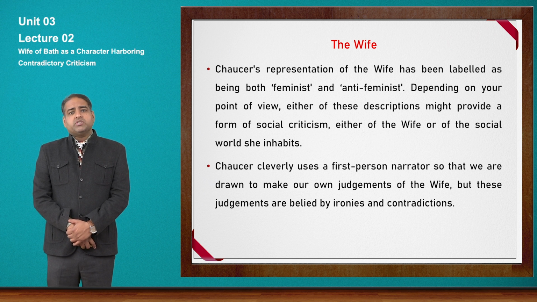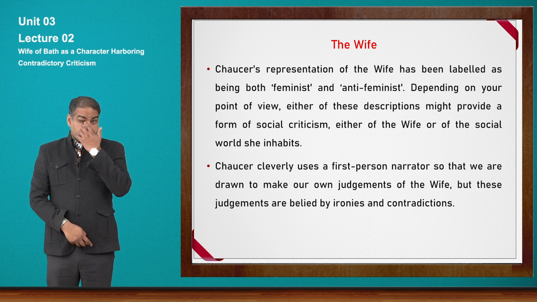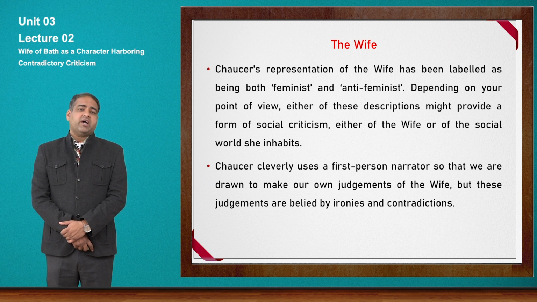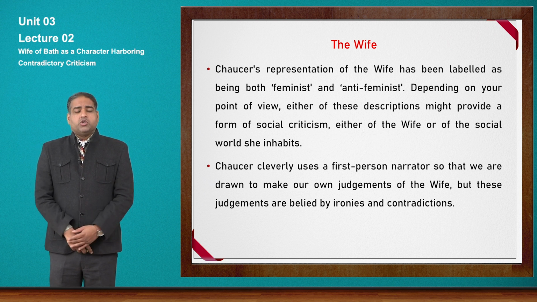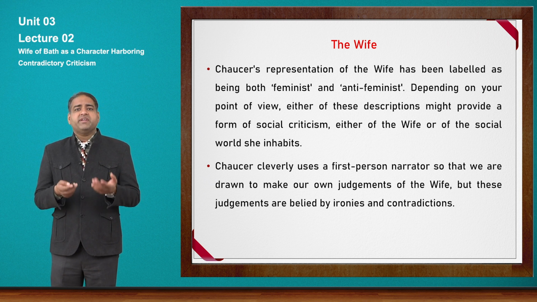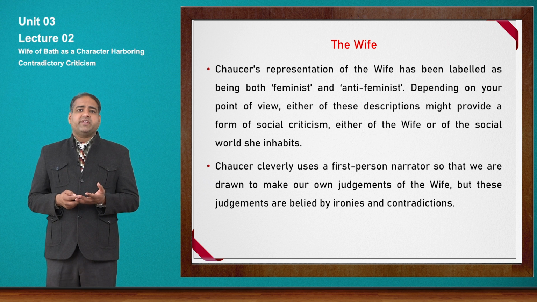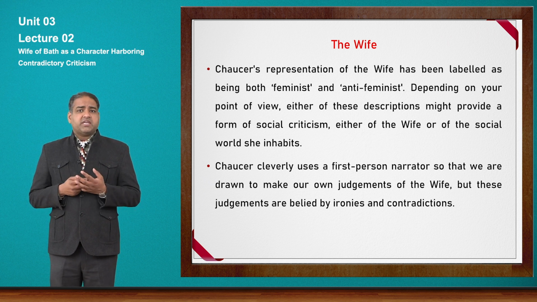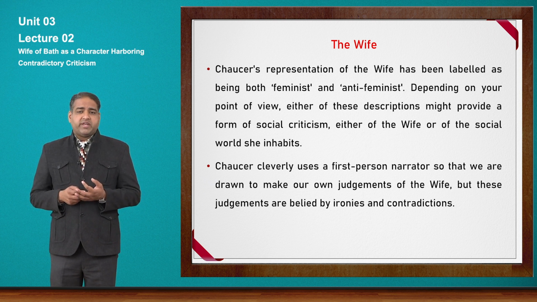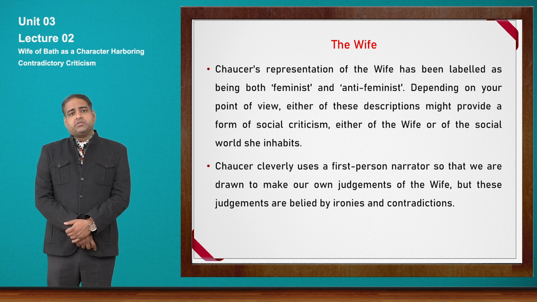Chaucer cleverly uses a first person narrator so that we are drawn to make our own judgments of the wife, but these judgments are belied by ironies and contradictions. So, friends, Chaucer wished to keep this open ended. Although he uses a first person narrator in the story, let the readers decide what kind of personality the Wife of Bath is. Let the readers judge whether she is ironical or contradictory in her appearance.